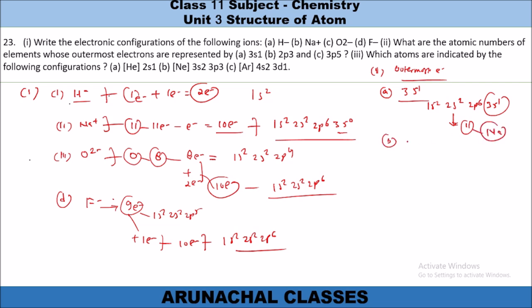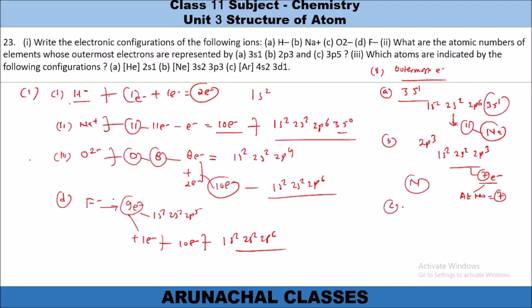Now we have B, it is 2p3. Before 2p3 it is 1s2, 2s2, then 2p3, 3 plus 2 is 5, 5 plus 2 is 7, so 7 electrons are there. So 7 electrons means atomic number 7, and atomic number 7 is for nitrogen.